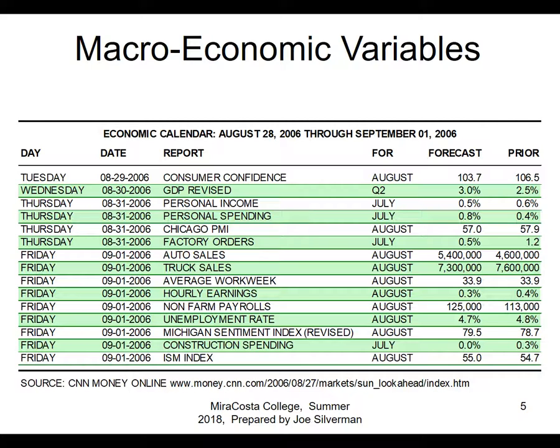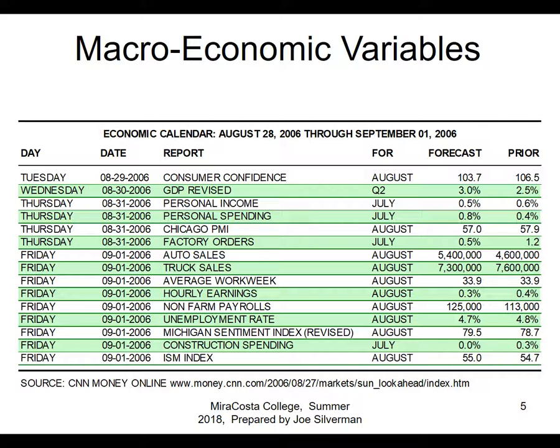So what came out on Wednesday, August 30th, in 2006, was the first revision of quarter two, which would have ended in June. That makes a lot of sense because this is August. Personal income, that's how much money people made. Personal spending. And by the way, you'll notice there's a column that says forecast and prior.